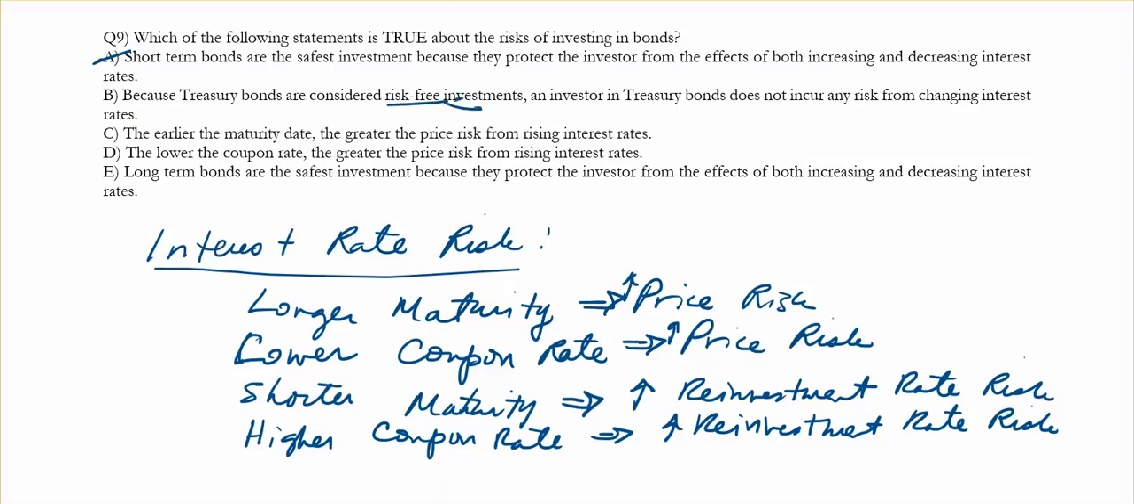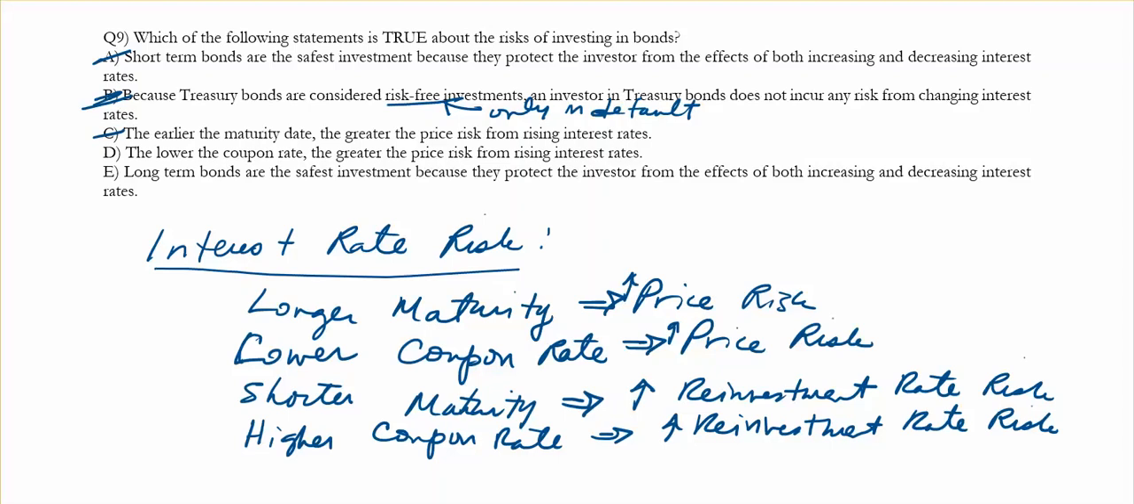Now that's true, but only in default, meaning Treasury bonds will not default. But if you had to sell the bond and interest rates change, then you won't get par. So Treasury bonds are not free from interest rate risk. C, the earlier the maturity date, the greater the price risk. Well, that's false because it's the later the maturity date, the greater the price risk.